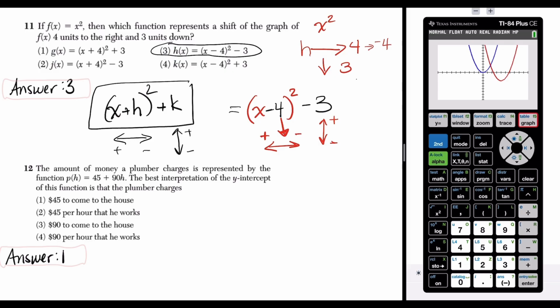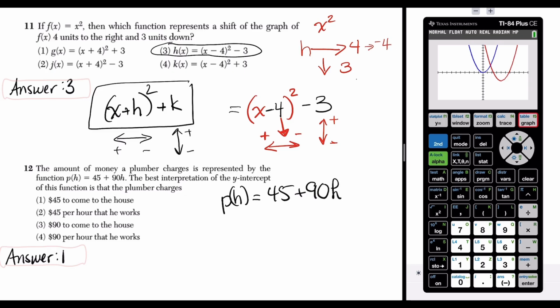Okay, and whether it's positive or negative, I've kind of drawn it there for you. Let's go to the next one, number 12, and this is the plumber problem, and we're trying to figure out what is the interpretation of the y-intercept in this function. So let's start by just looking at this here. I have P of H is equal to 45 plus 90H.